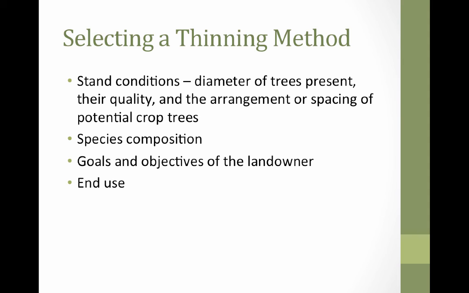So selecting a thinning method. You're choosing which one to thin really comes back to this idea of what your goals and objectives are of the landowner, of yourself. Where is the stand going? And then we have to start looking at stand quality. So what are the diameter of the trees present, their quality, the arrangement or spacing of the potential crop trees, what's the composition, and what's the end use? What's the end product for the stand? Is it poles? Is it wildlife? Is it pulp? These are all going to influence how you thin and what intensity of thinning you do.